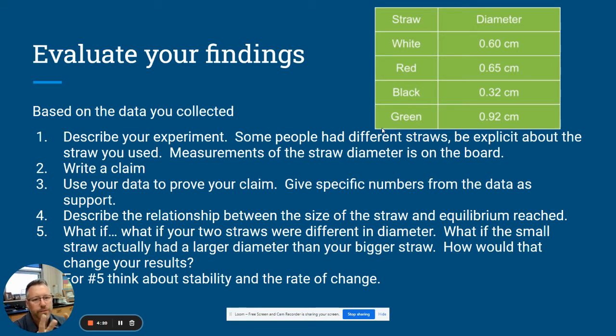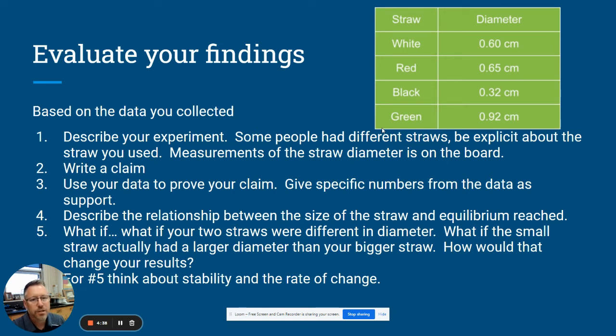Now, there are 4 different straws I have up there. We have a green straw too. What if you had the green straw? The green straw is much larger in diameter, 3 times larger than any of the other straws. What if you had that straw, right? How would that change your overall dynamic in terms of where your equilibrium point might be?